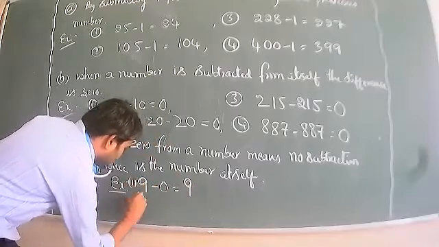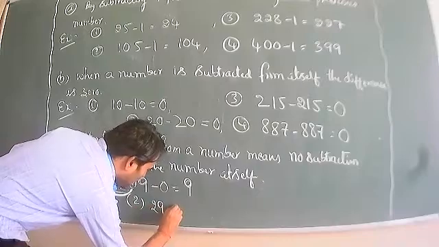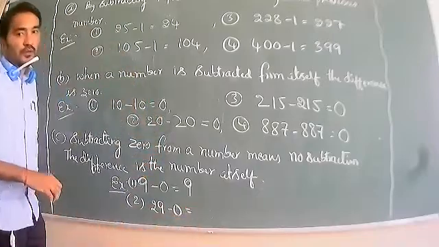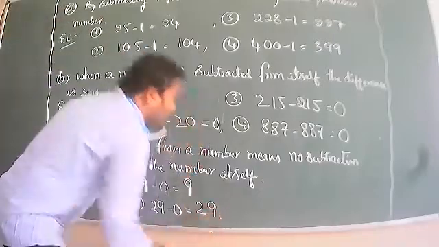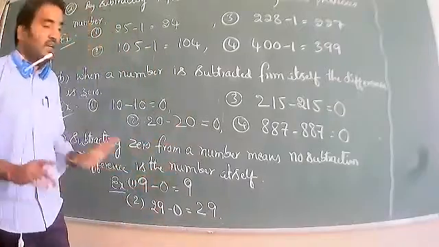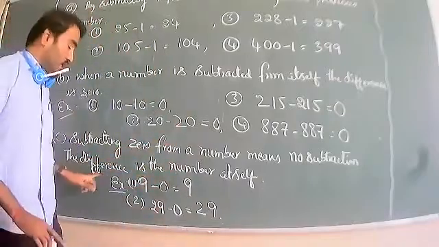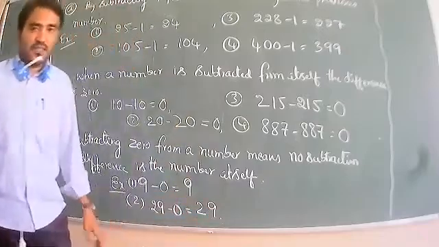Okay, first one example. Second one example. 29 minus 0. The answer is 29. So we can subtract 0 from any number. Here no subtraction. So the difference is what? The answer is itself.